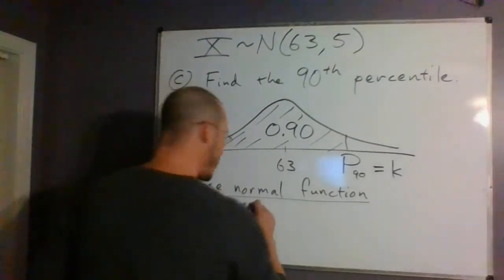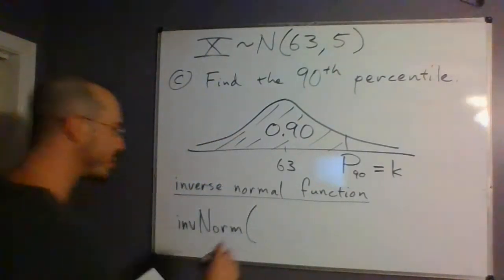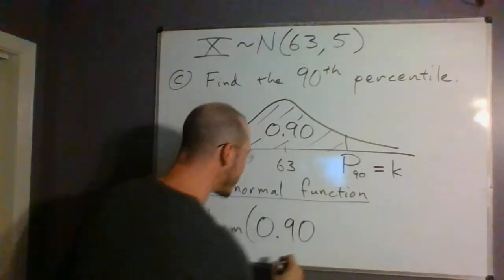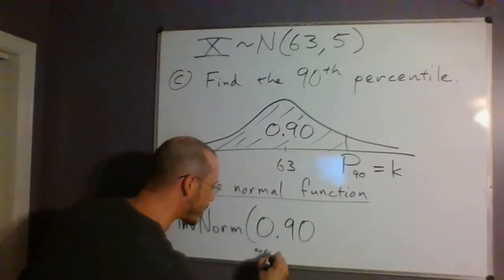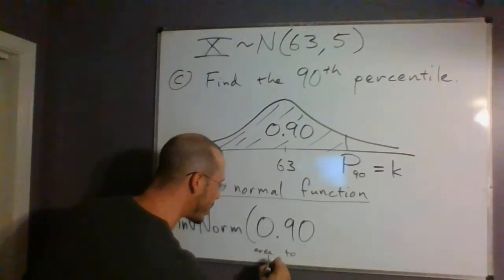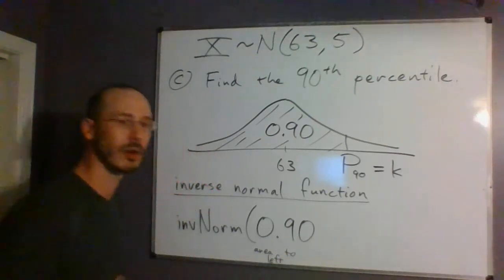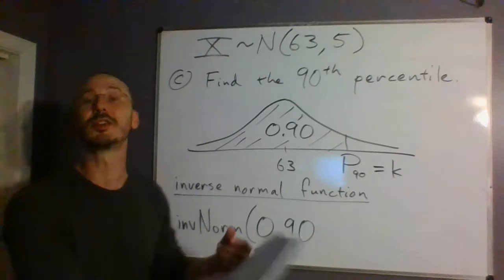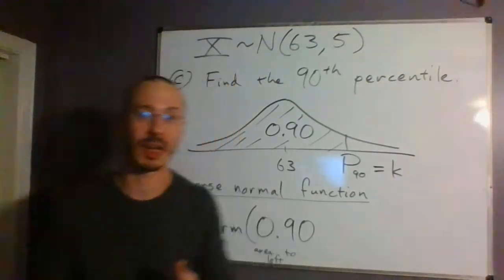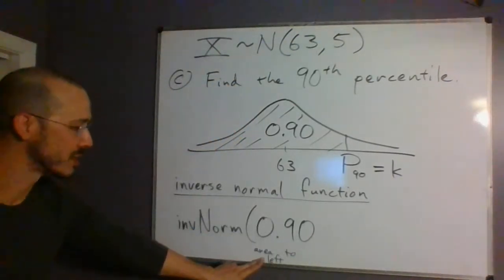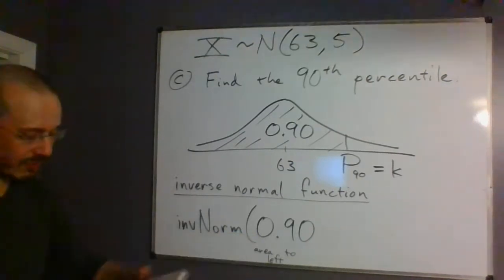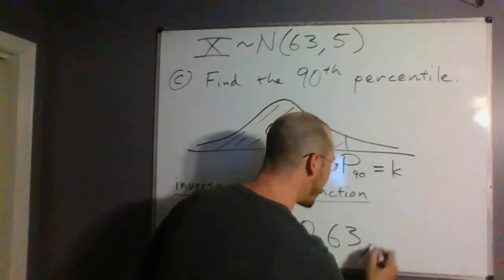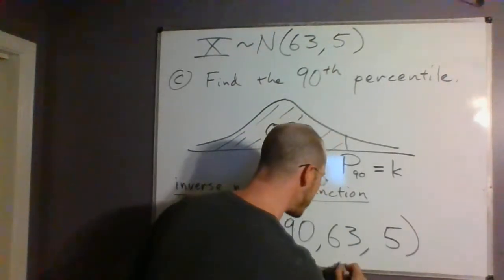And the inverse norm function has first the area to the left. Area to the left. Always to the left. If you have the area to the right, you can get the area to the left just by subtracting it from 1, but it's got to be the area to the left for the inverse normal input. And then the mean and the standard deviation.